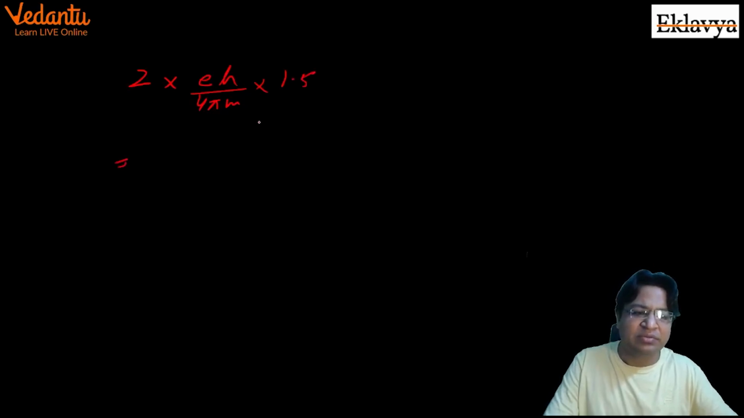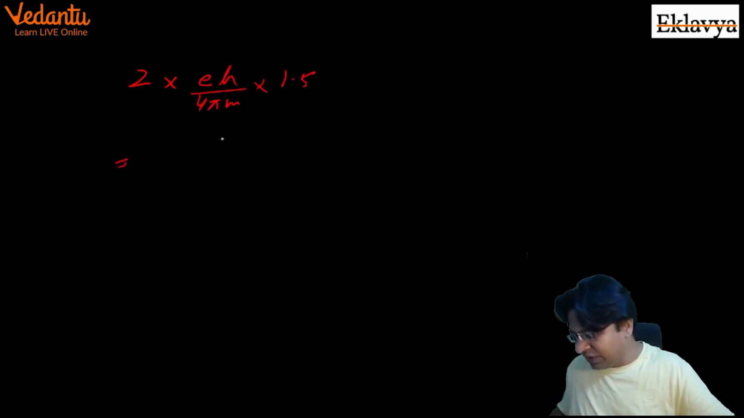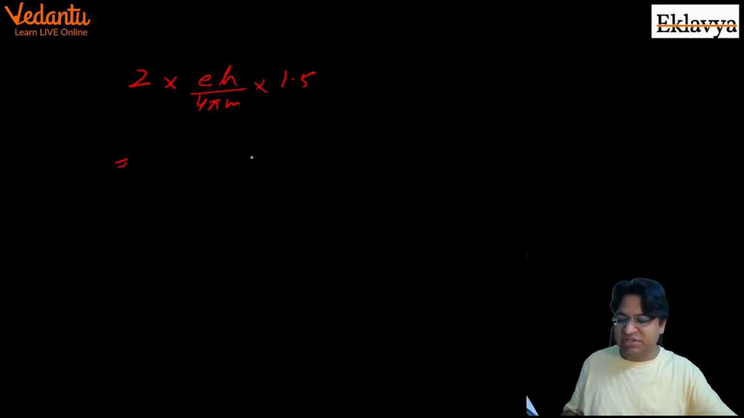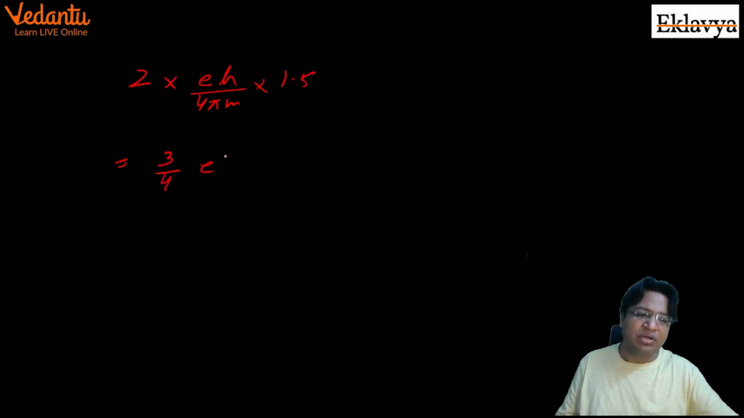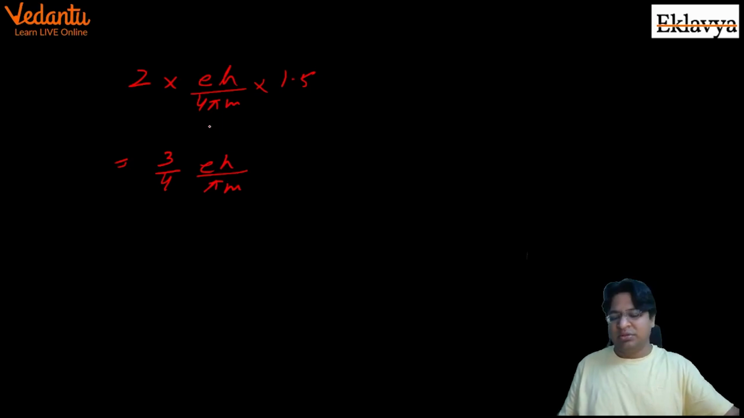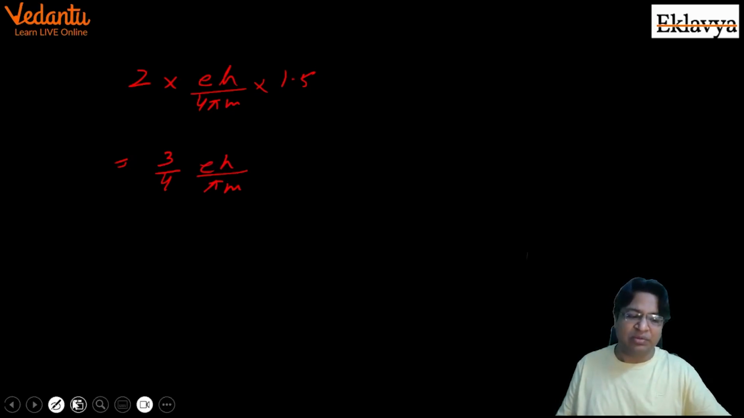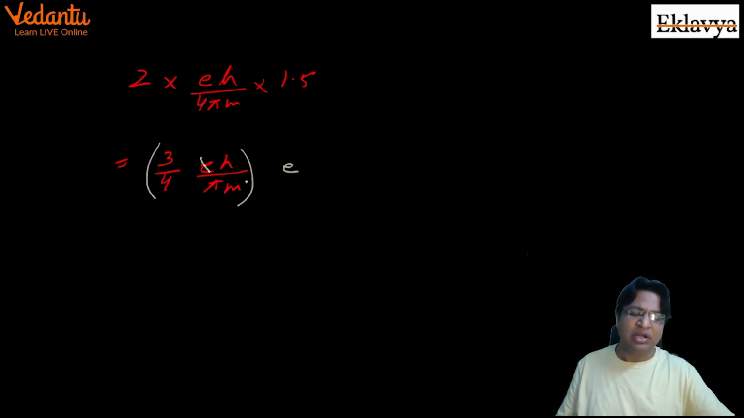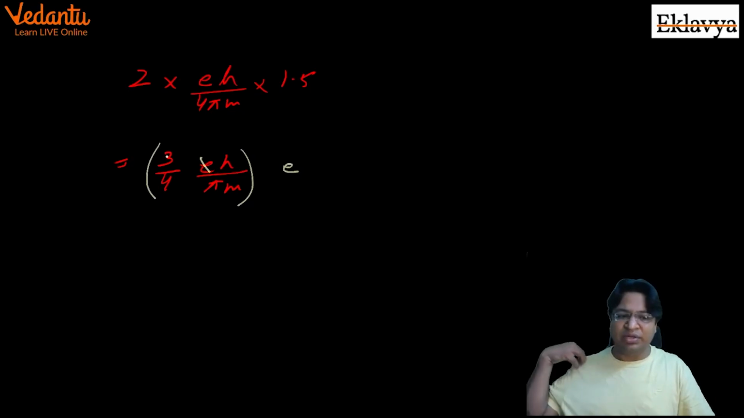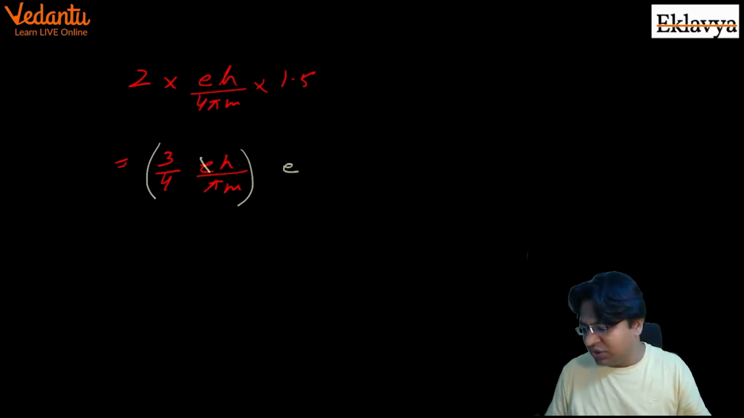All right, so this will become, let me again check the values. Everything is okay. Yeah, 1.5 Tesla is correct. So this would become 3 by 4 into eh by pi m. And the options given to us are in electron volt, so I'm not going to substitute for e, I'm just going to write it separately. All this should be in the SI unit, which will turn out to be volt. So that should give us the answer.